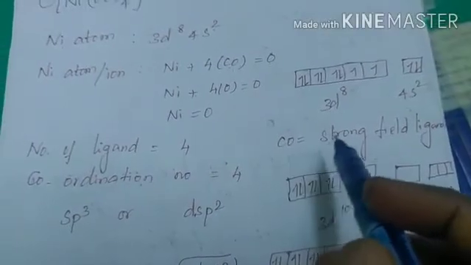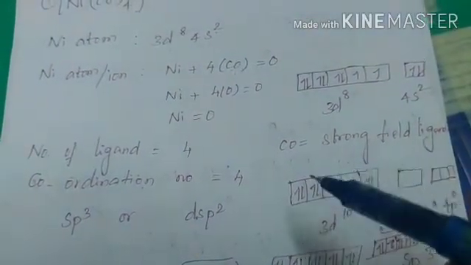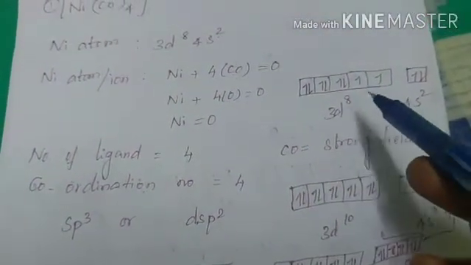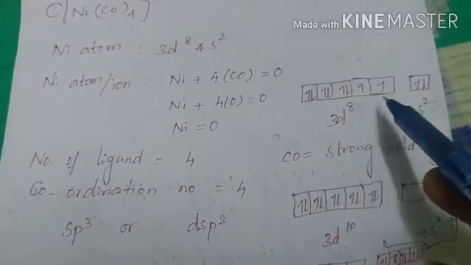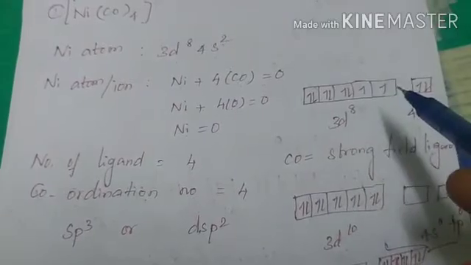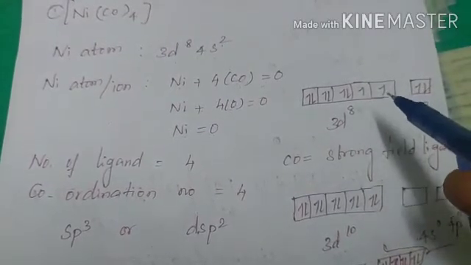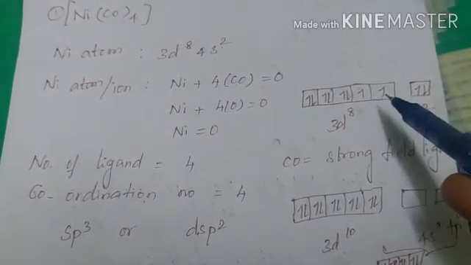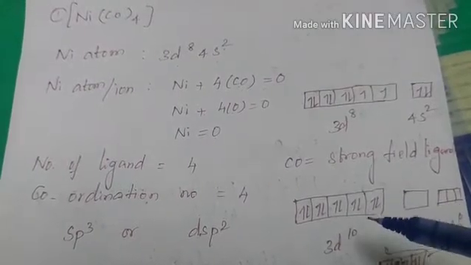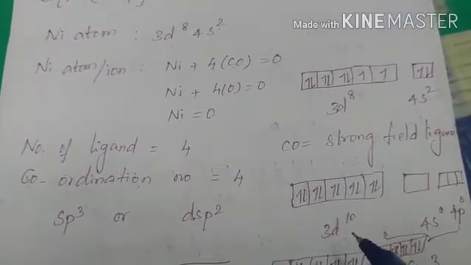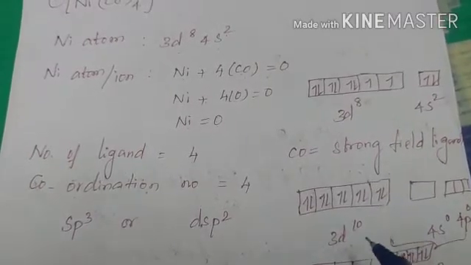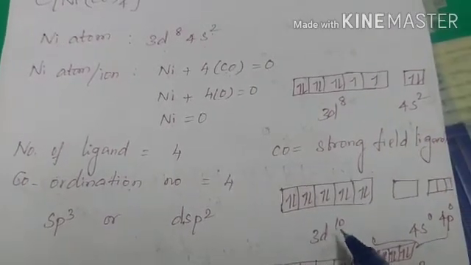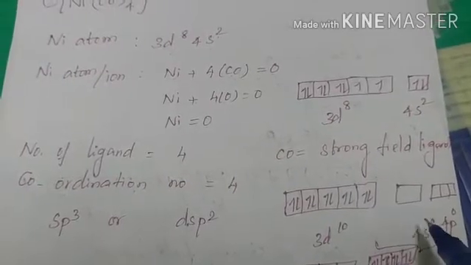Ligand carbonyl is a strong field ligand. So, it pairs up the unpaired electrons in the central metal atom. Nickel has 2 unpaired electrons. In presence of ligand carbonyl, these unpaired electrons go to pairing. So, electronic configuration in presence of ligand, the central metal atom has 3d10 4s0.